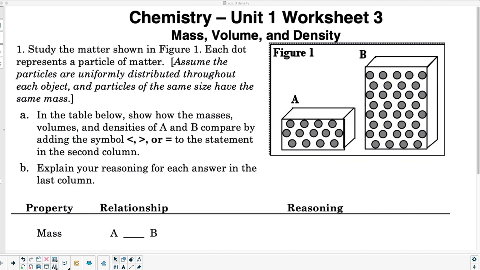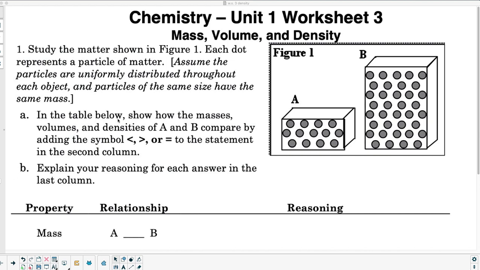Hey class, here's the example screencast for the Unit 1 Worksheet 3 that you guys have due Wednesday. So let's take a quick look and see if we can figure this out. Some of this is going to be pretty obvious, pretty upfront. Other things are going to take a little bit of mental stretch. So let's take a look.